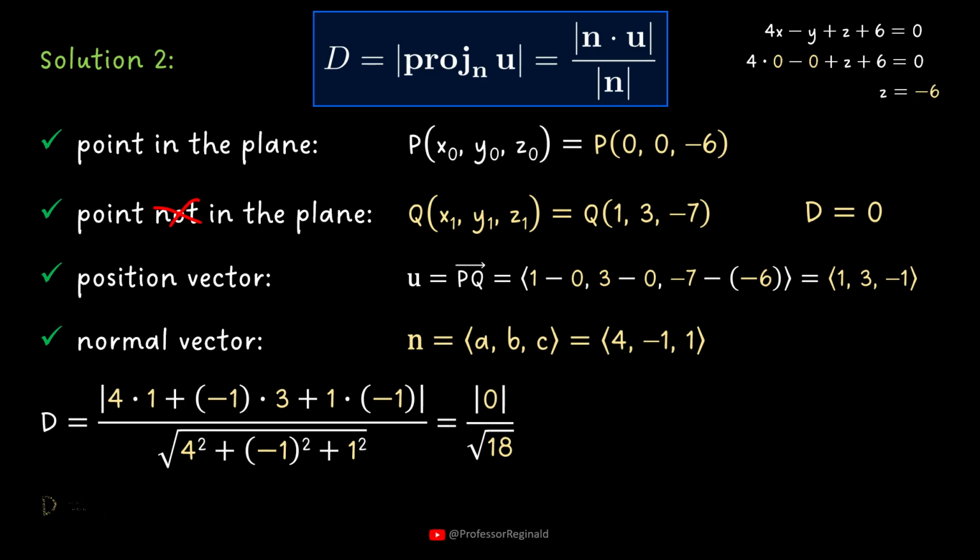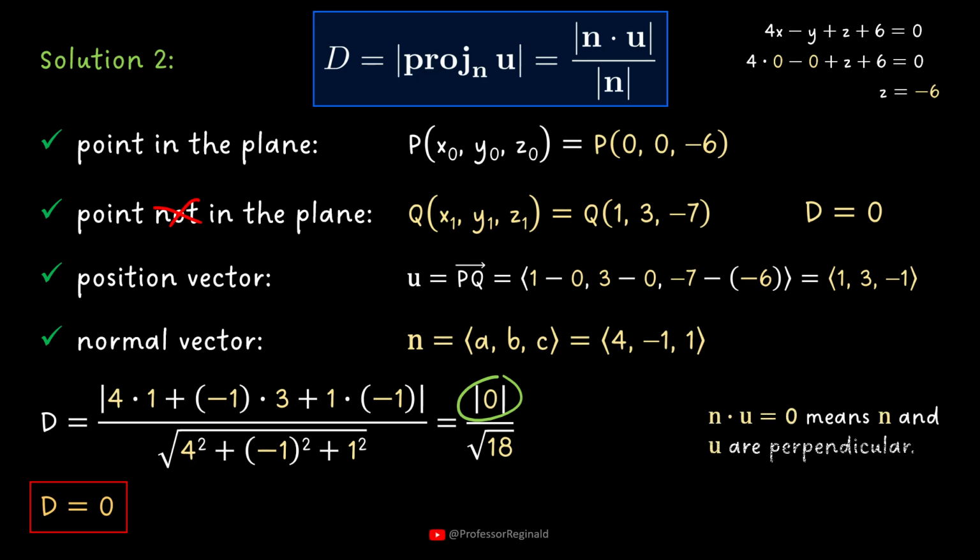Therefore, the distance between the plane and the point is 0. Notice that the dot product is 0. This means that the normal vector of the plane and the position vector are orthogonal. Moreover, the position vector PQ lies in the plane.